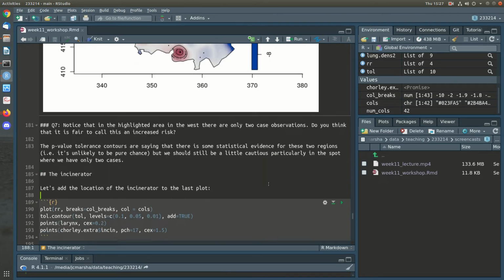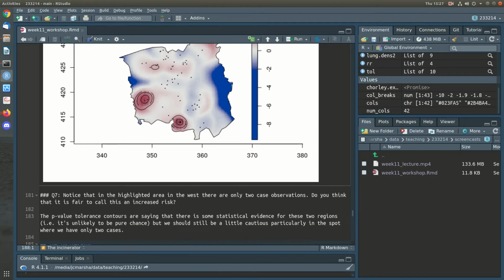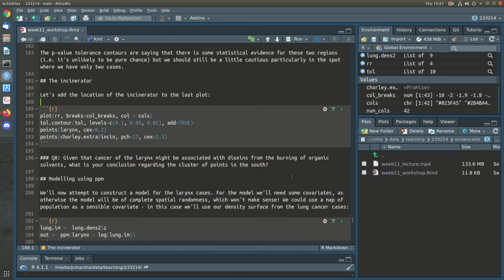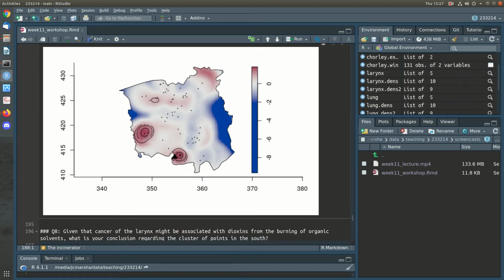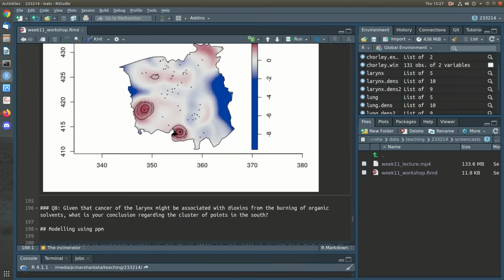Now it turns out that there's actually an old incinerator just here. Let's add it to the plot. So that's the location of an old incinerator. Cancer of the larynx is often thought to be associated with dioxins from the burning of organic solvents, which was something that was done in that incinerator. So we do actually have some external motivation for suspecting that there may be more cases of larynx cancer here, which suggests that maybe that's external to the data set.